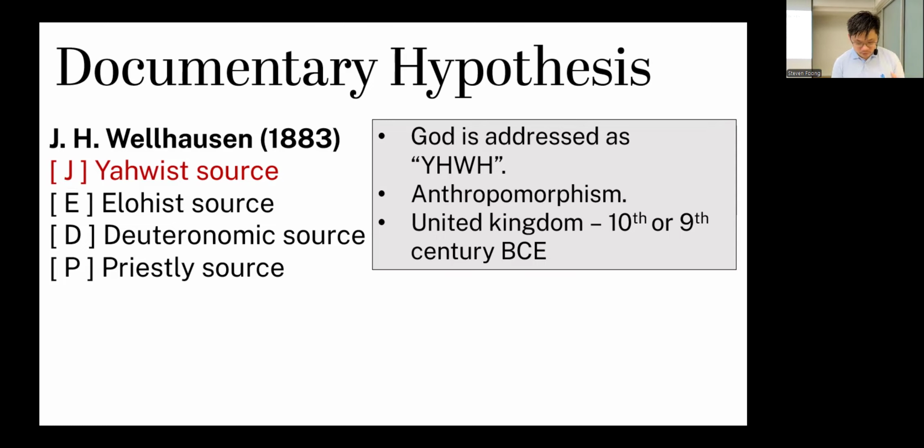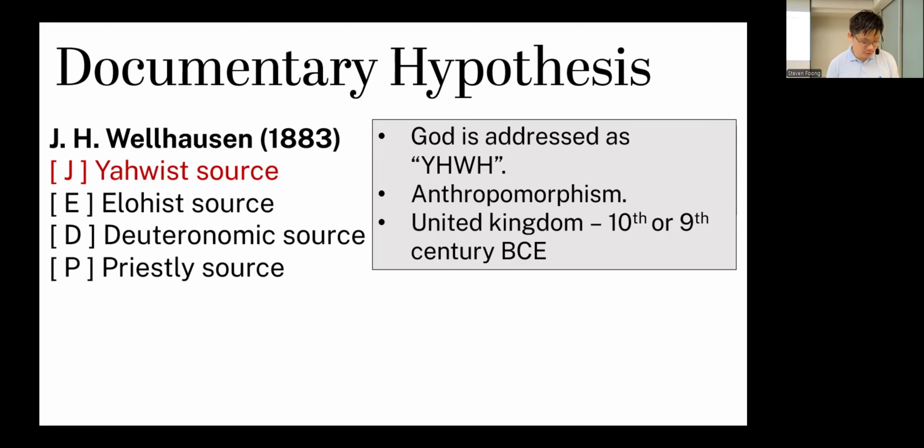Then when you go to chapter 2, verse 4, which is a distinct creation account, right? Which is like a second creation account. Chapter 2, verse 4 begins with, these are the generations of the heavens and the earth when they were created, right? So it's another story. In the day that Yahweh Elohim made the earth and the heavens. So Yahweh first appears in chapter 2, verse 4.